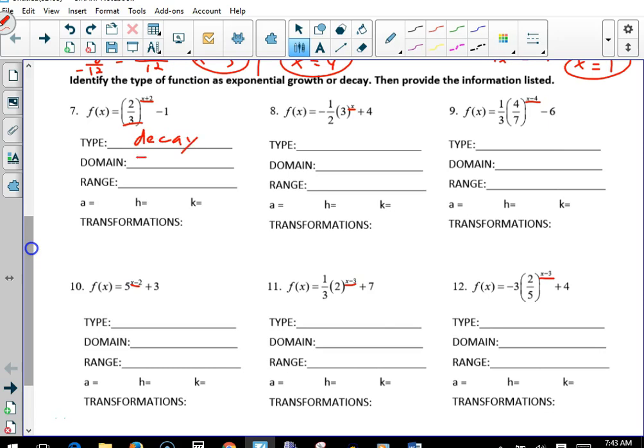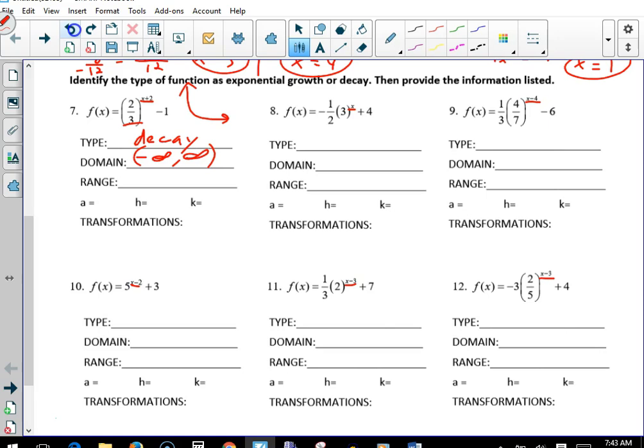The domain on all of these, we've talked about decay and growth, is going to be negative infinity to positive infinity. Remember, growth generally looks like this, and that's not what we're doing here. We're doing decay. So decay generally looks like this. But it's going to keep going left slightly, and it's going to definitely keep going right on the horizontal.